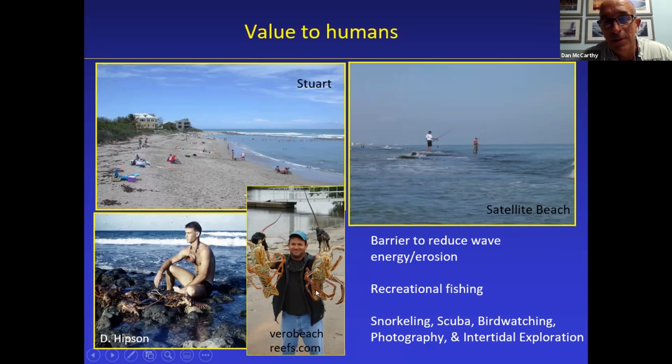Okay. These reefs have value for snorkeling out on the deeper sections of it, scuba, but you really don't even have to get in the water. You can watch the birds associated with these reefs. There is photography outside of the water, but inside the water too, as well as intertidal exploration.